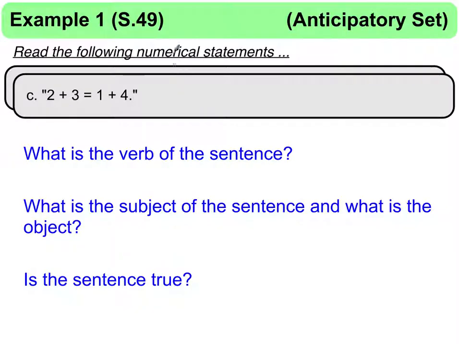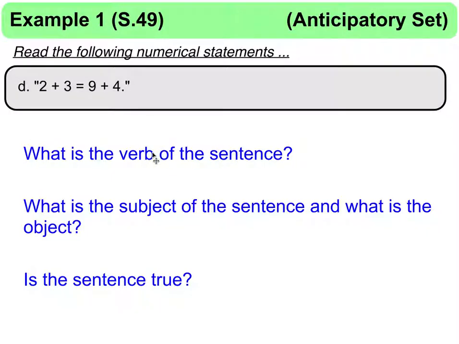So we bring up another statement, mathematical of course, where it says 2 plus 3 equals 9 plus 4. And just to make sure the students get it, the teacher may call on a couple of students and ask, what is the verb? They would again say that's the equal sign. What is the subject? They'll say that is the 2 plus the 3. And what is the object? That is the 9 plus the 4.